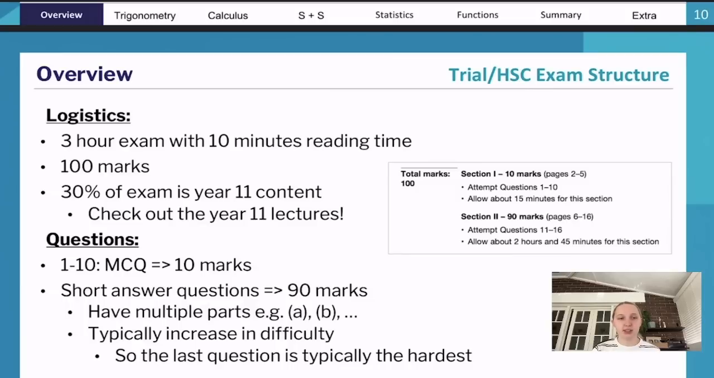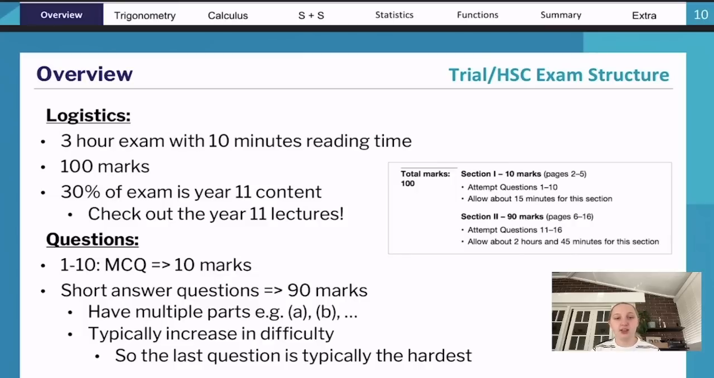So that's pretty stock standard for a 2-unit exam in the HSC. So that's nothing new. And then this is the part that I feel like scares a lot of people. 30% of your exam does come from year 11 content. Now, I think a lot of people get really scared about this and think that they have to go and revise all of the year 11 content. But let me tell you, that's not the case.